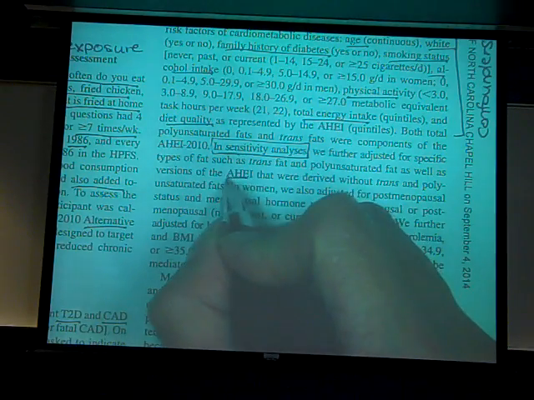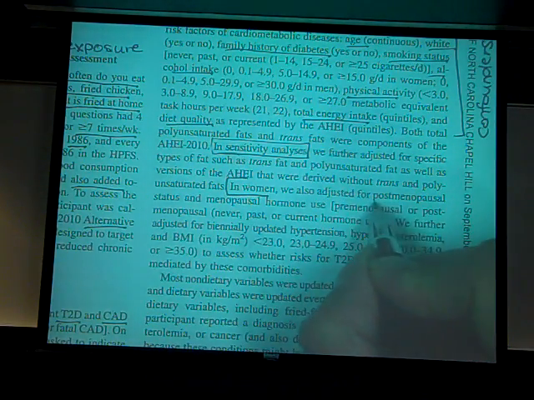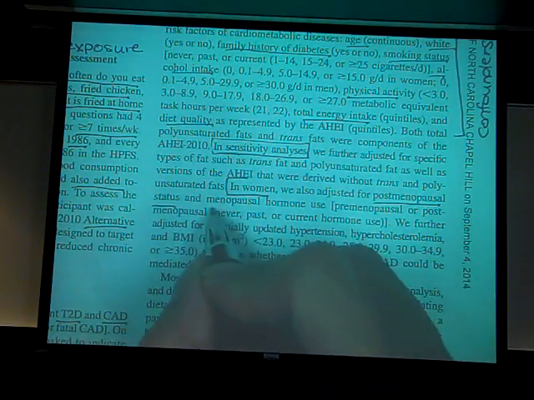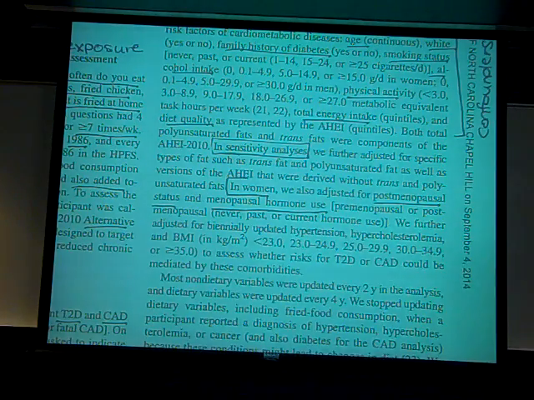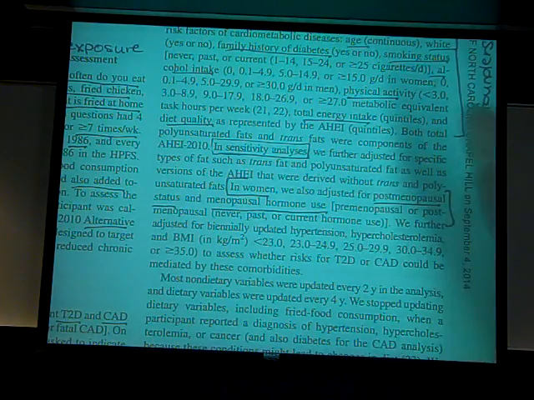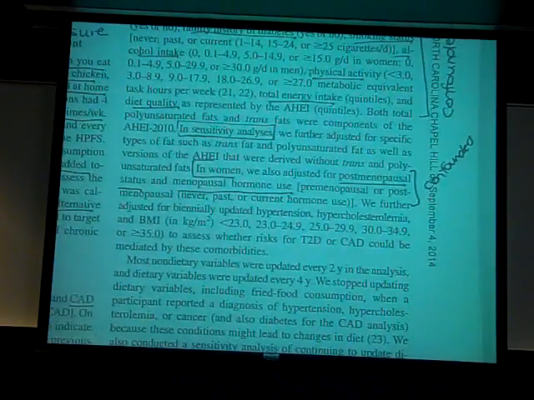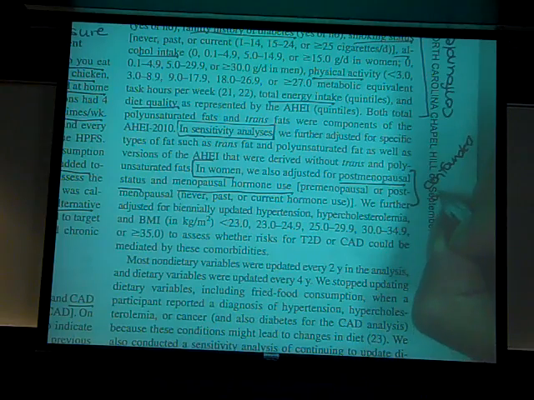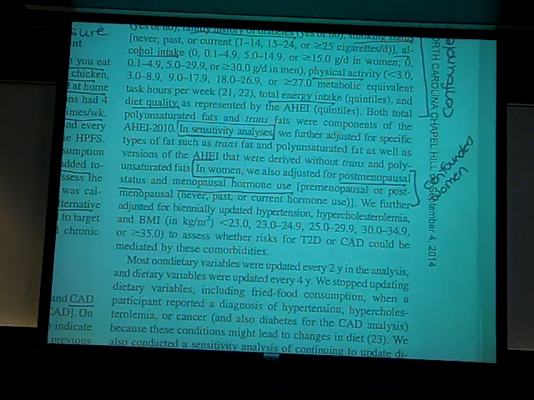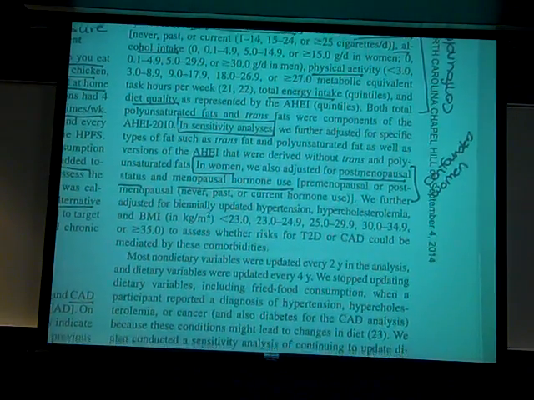In women, the authors go on to say, we also adjusted for postmenopausal status and menopausal hormone use. These are additional confounders. But these confounders are really only applicable to women because men don't go through menopause.